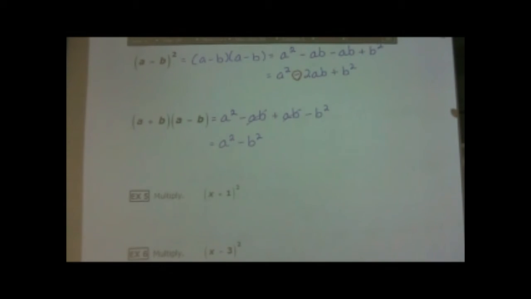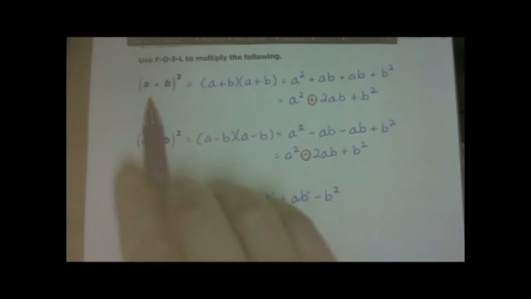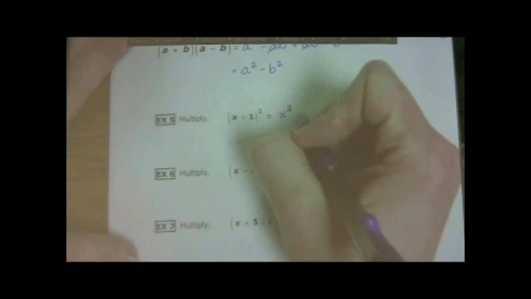So let's do some really quick examples. And what I'm going to do is try and do these, not necessarily using FOIL, but using the pattern. So remember, this is x plus 1 quantity squared. And let's go up here to our pattern. It was this squared and this squared. And our middle term was 2 times this times this. All right? So let's go ahead and do that. So our first term is x squared. Our last term is 1 squared, which is 1. And that middle term is 2 times x times 1, which is plus 2x.